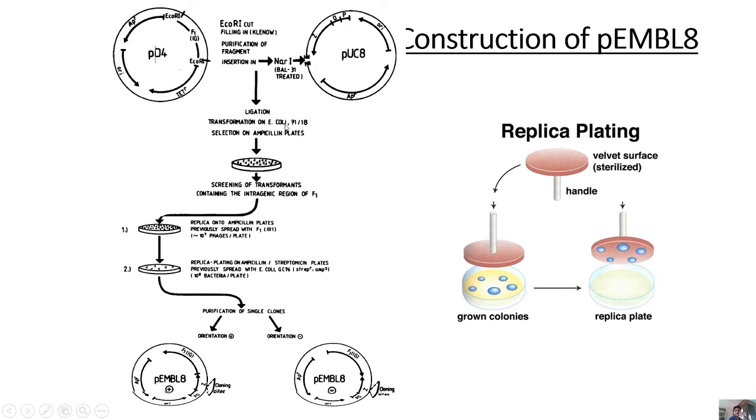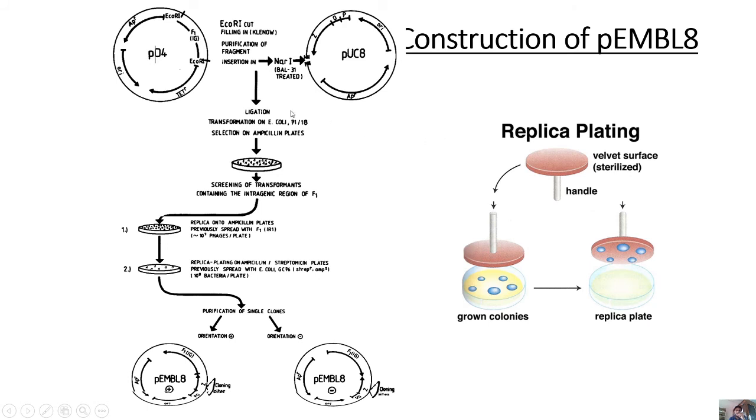So there forms three populations of vectors. One with one orientation of the F1 genome, and another with the opposite orientation of the F1 genome, and another is the vector pUC8 that doesn't have any insert. So we have to opt out the last one.